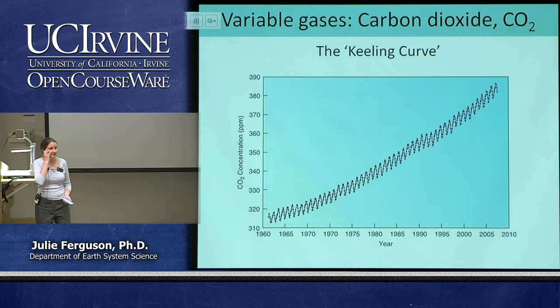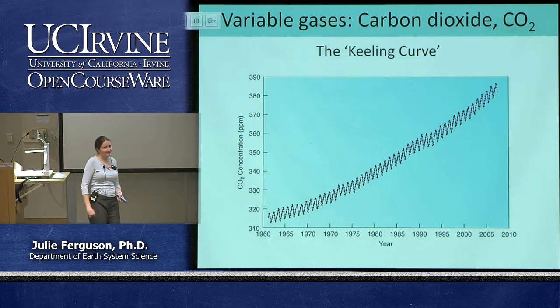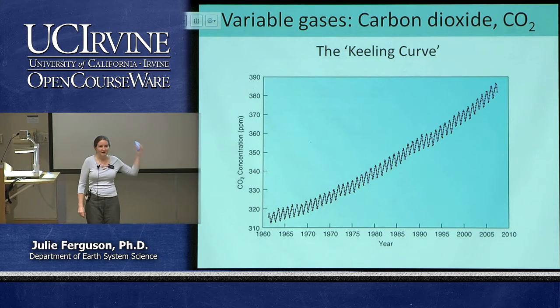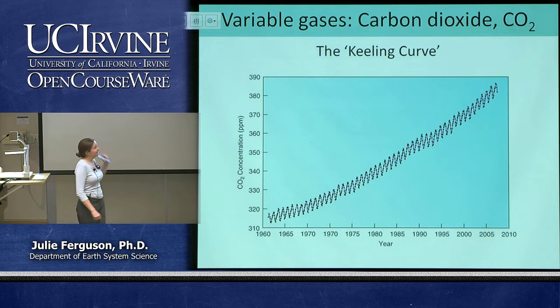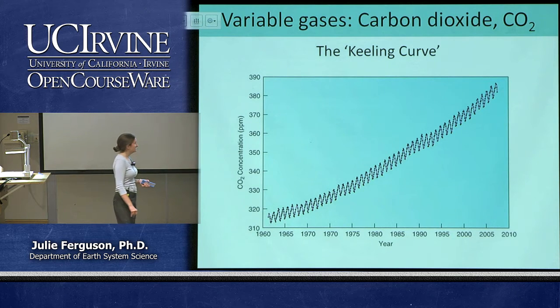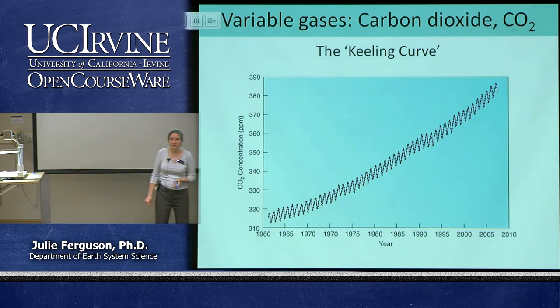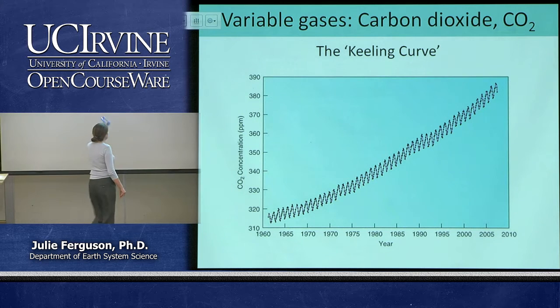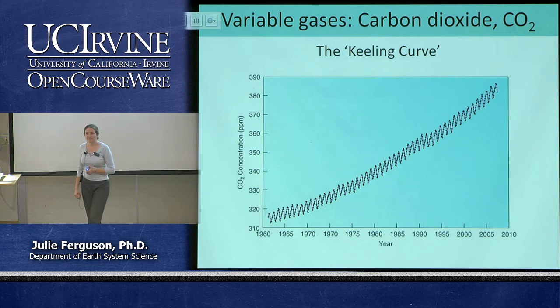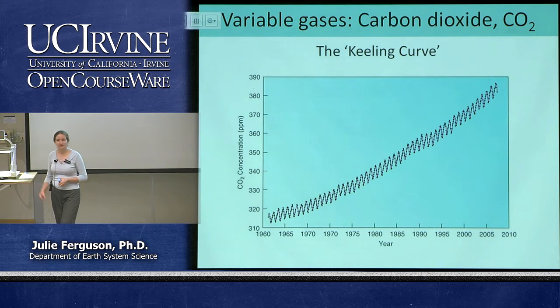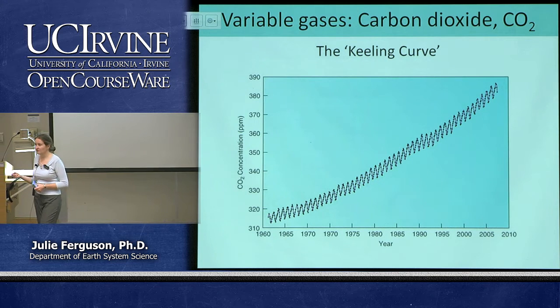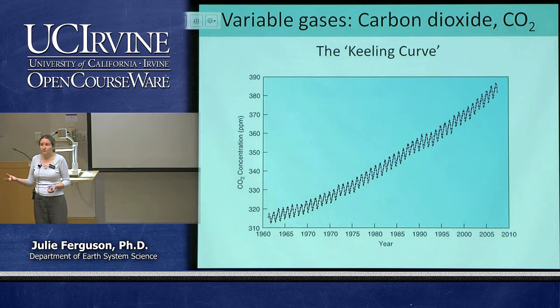So let's talk about CO2. Anyone that's taken a class with me before should be fed up of seeing this graph by now. It's what we call the Keeling Curve, and this was started by a scientist called Keeling down from San Diego way back in the 1960s. And he very meticulously started measuring the amount of carbon dioxide we'd had in our atmosphere. And this was something pretty new back then.